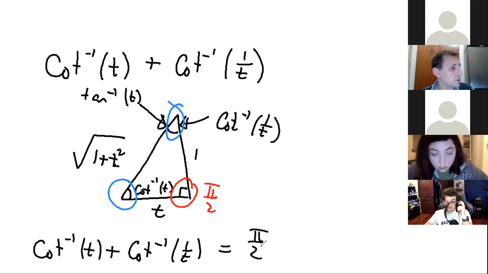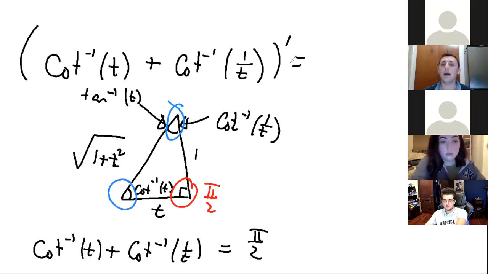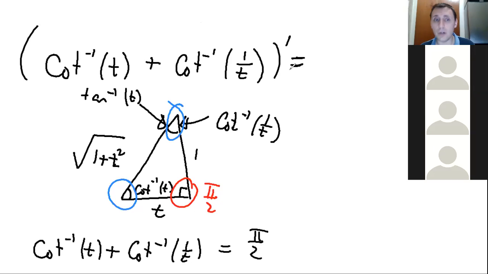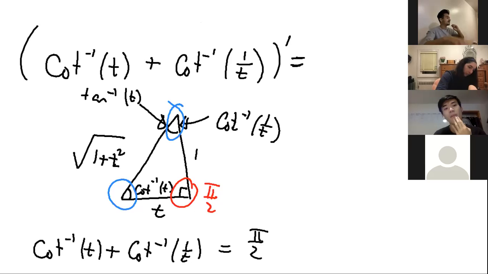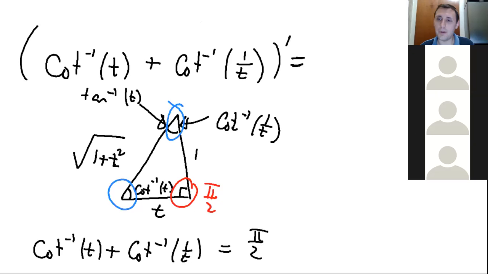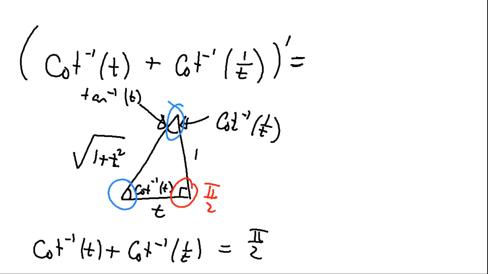And what's the derivative of that expression? So now if I take the derivative of that expression, what do I get? You see, Alan, why I asked you why you got pi over 2. I was not sure where you got it. Maybe you were on the right track and maybe not. So what's the derivative of cotangent inverse T plus cotangent inverse 1 over T? What do we get?